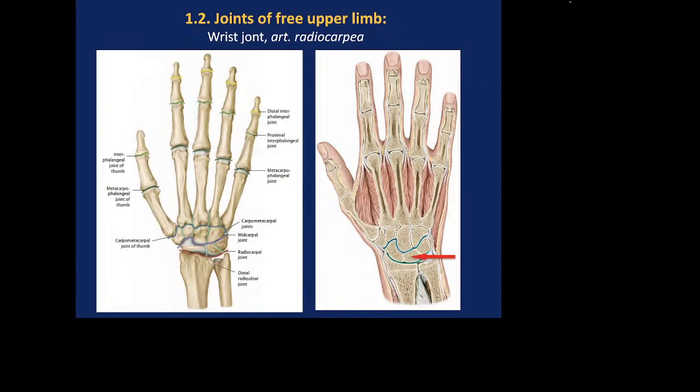Please notice that the ulna is out of the wrist joint, because there is a disc between the ulna and the carpal bones, and this disc isolates the ulna from the joint.